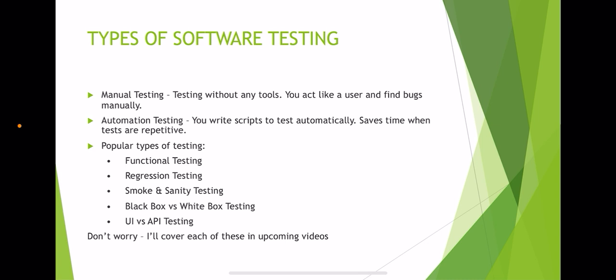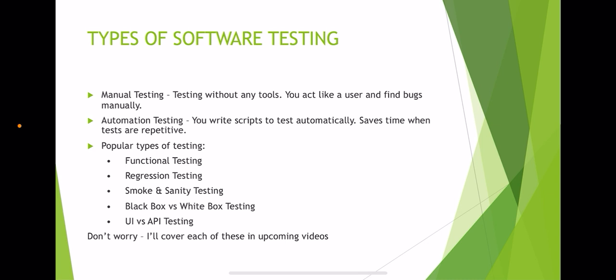In today's era automation testing is the most popular thing because it greatly reduces human effort. By definition, manual testing is testing done without any automation tool. You can act like a user and find bugs manually, whereas in automation testing you write a script to test automatically, which saves time and handles repetitive work items.